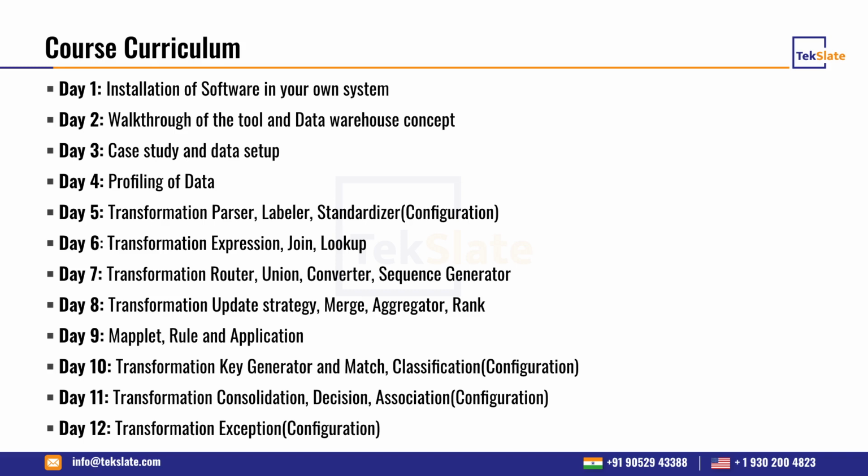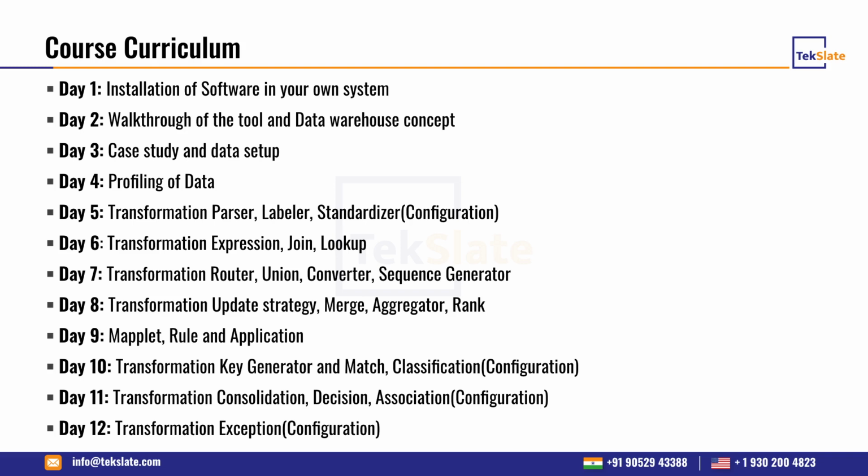Then we have sequence generator. Sequence generator will help in this way: say you have a target system and you do not have any primary key in it. You can create a sequence generator. You can create an extra port, and this sequence generator will act as a primary key. We call it a surrogate key, the name given to a key which we are generating as a primary key. So that will also be covered in this training. Now if we talk about update strategy, say if you want to update some record in your target system, at that point of time we use update strategy.